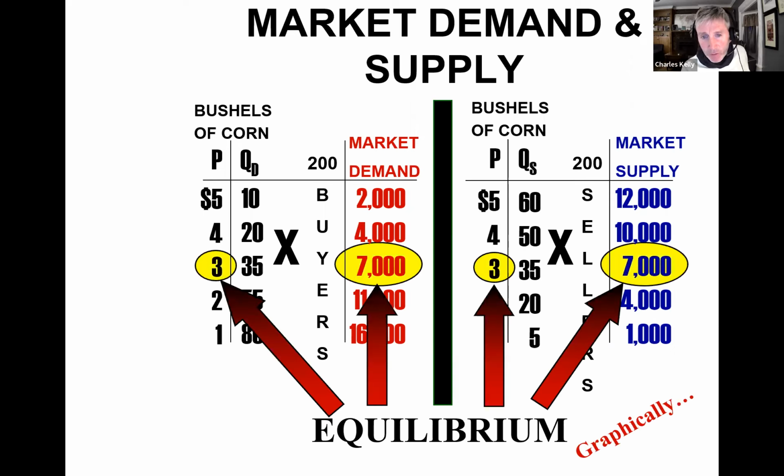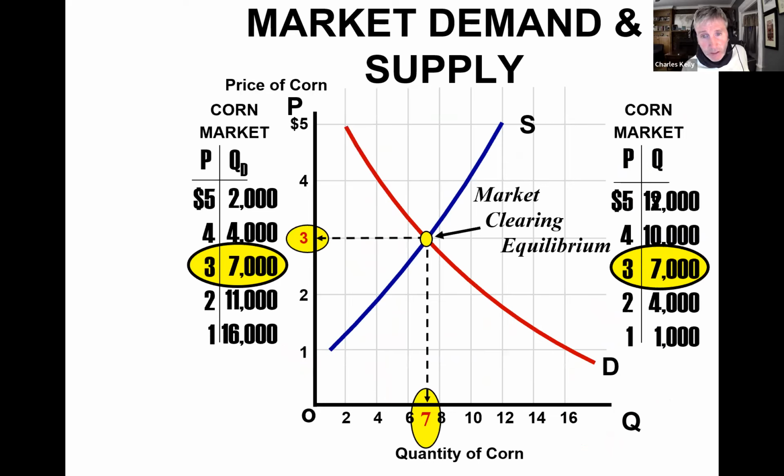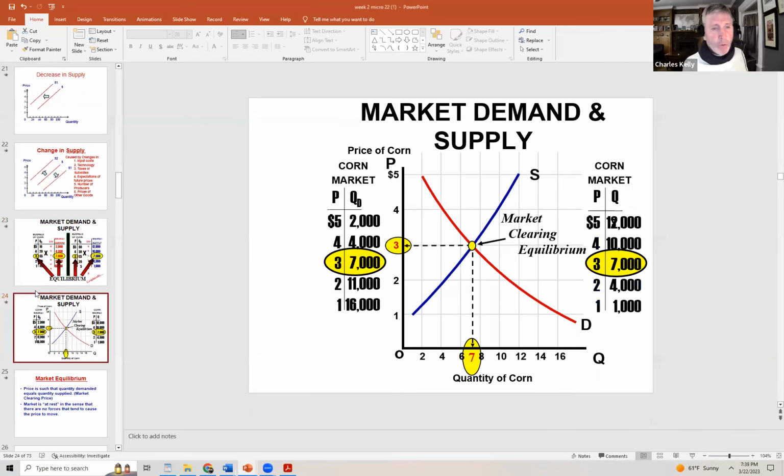Now, graphically, this looks like this. Quantity demanded and quantity supplied are at equilibrium at the moment: $3 per bushel, 7,000 bushels bought and sold. But remember, this is just the beginning of our work, not the end. All we did was the background work to understand what happens in markets and how we get to equilibrium. So here's where the real work begins.